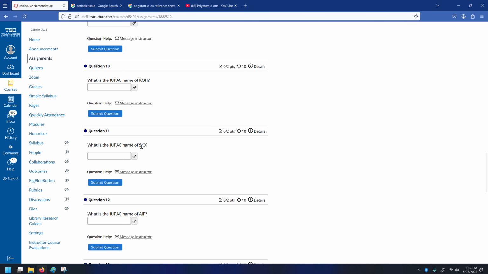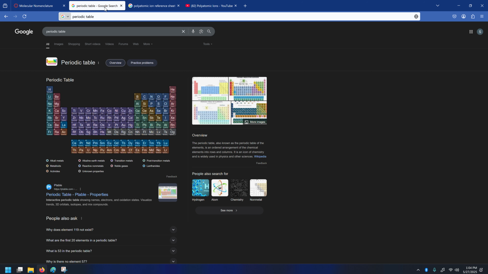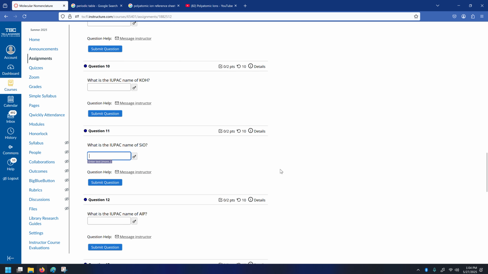Let's try another one like that. SiO. I find silicon here, oxygen there. Usually the nonmetals and the metalloids will still make our covalent compounds. So we're going to name this using those Greek prefixes. So this is going to be silicon monoxide.